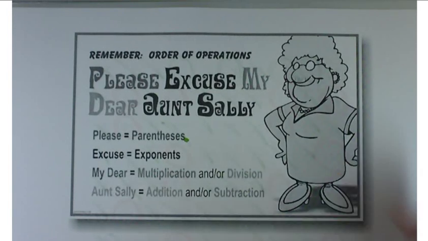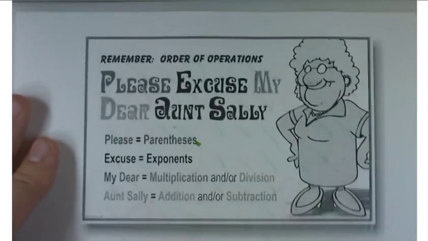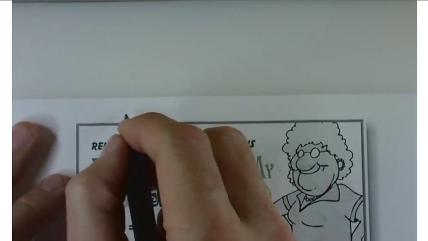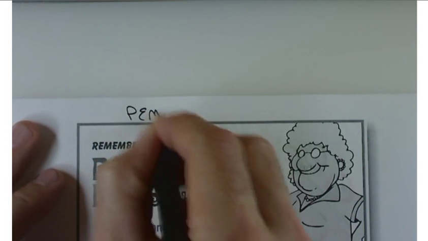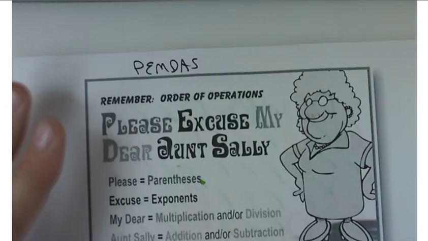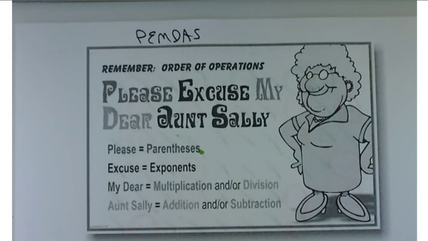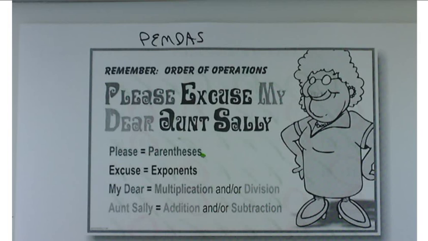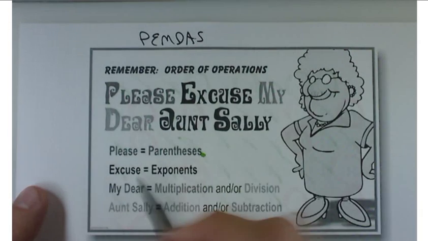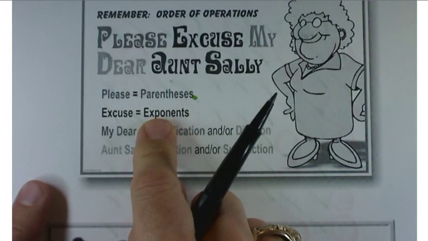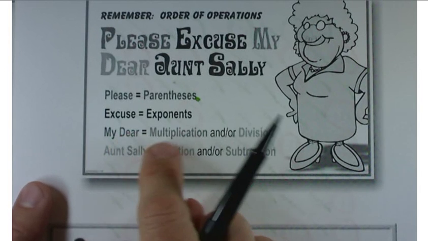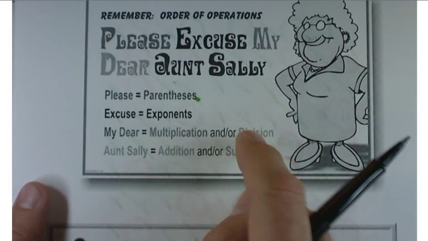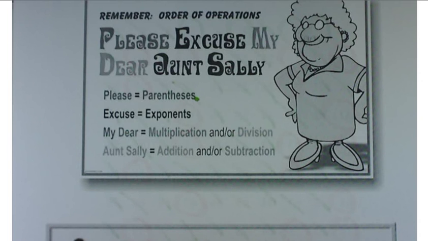So your order of operations. A lot of people use an acronym to remember what to do first. And the acronym is this. Please excuse my dear Aunt Sally. The trouble that people get into is not really understanding a little bit of the nuance of applying this. Now, the please is parentheses, excuse, exponents. My dear is multiplication and or division from left to right.